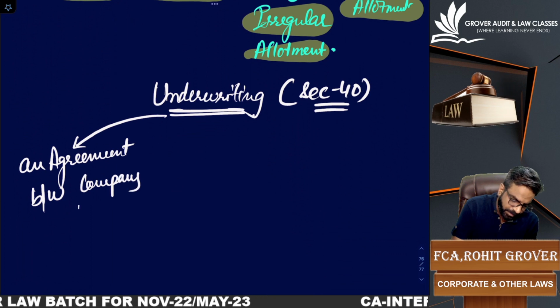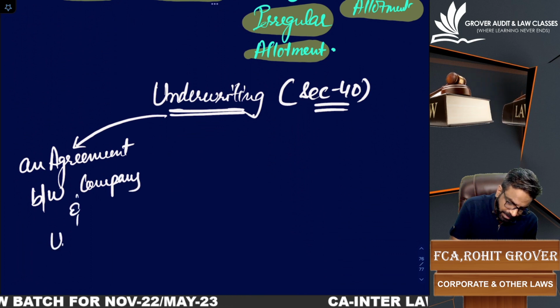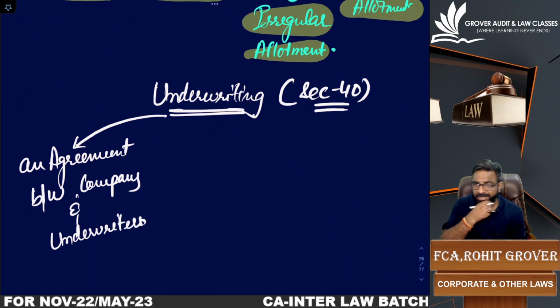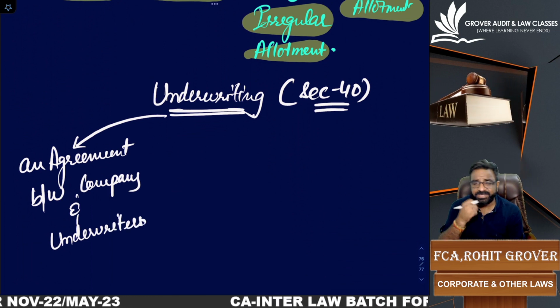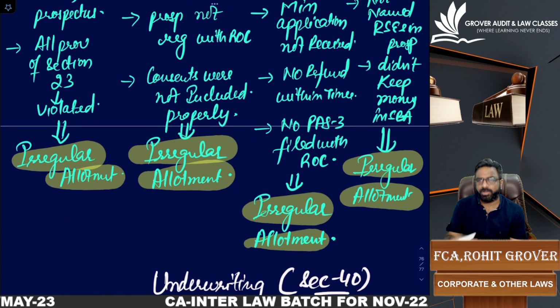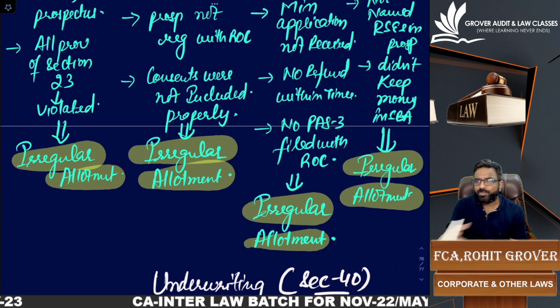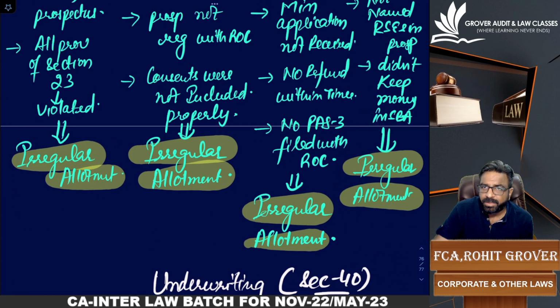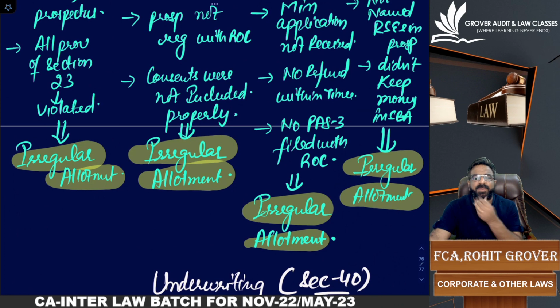Between the company and the underwriters. It is an agreement between the company and underwriters. So what is section 38? Section 38 to section number 40 are covered under allotment. So meaning, provisions, all that comes under section 38. Clear? You see, remember one thing.